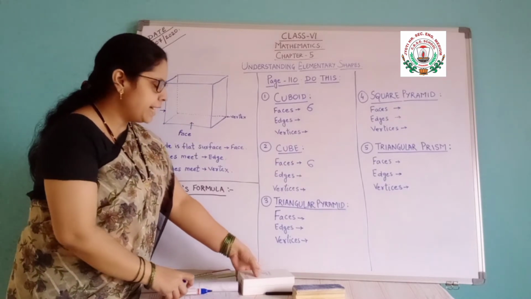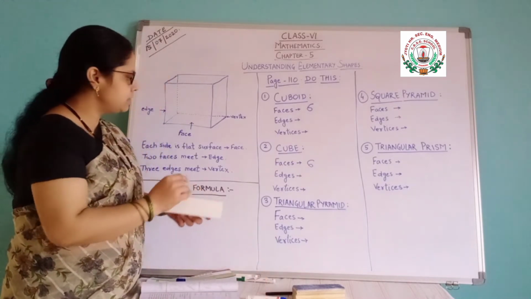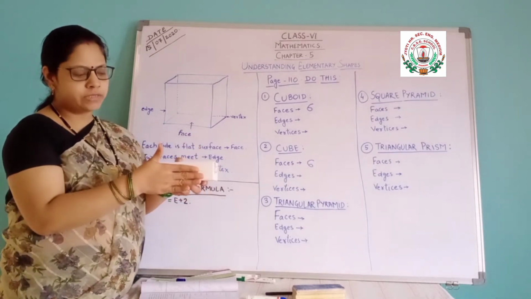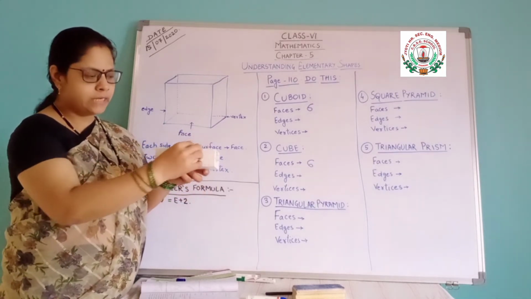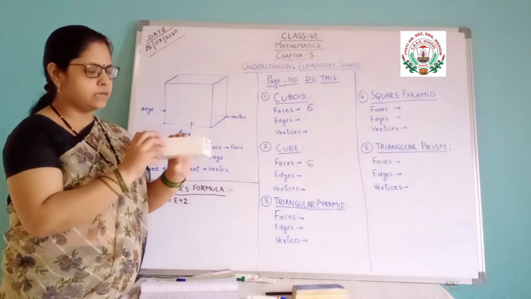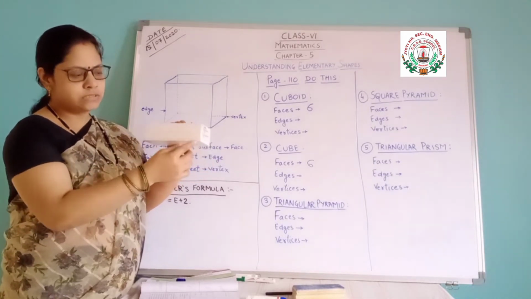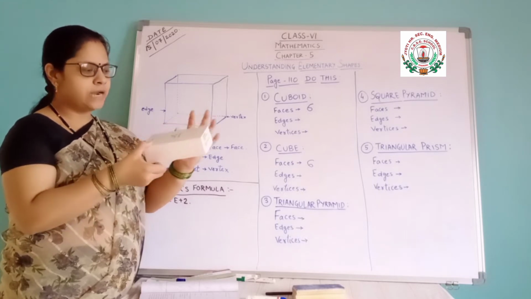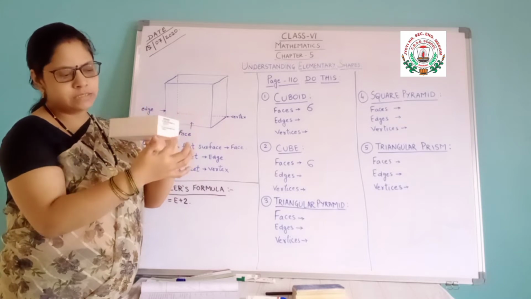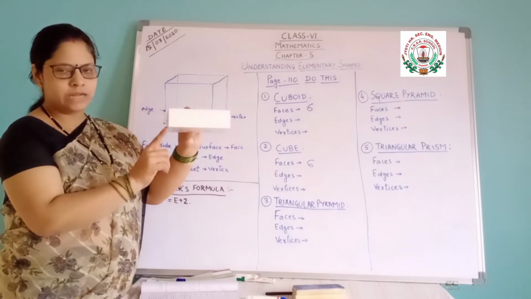Now comes edges. Edges means where these two faces meet. This is the one face, this is the second face. Where they are folding and meeting, this is called an edge. So now we are going to count how many edges are here. This is one edge, this is the second edge. Back side, third edge, fourth edge. Then this side, fifth edge, sixth edge, and this is the seventh edge, eighth edge.